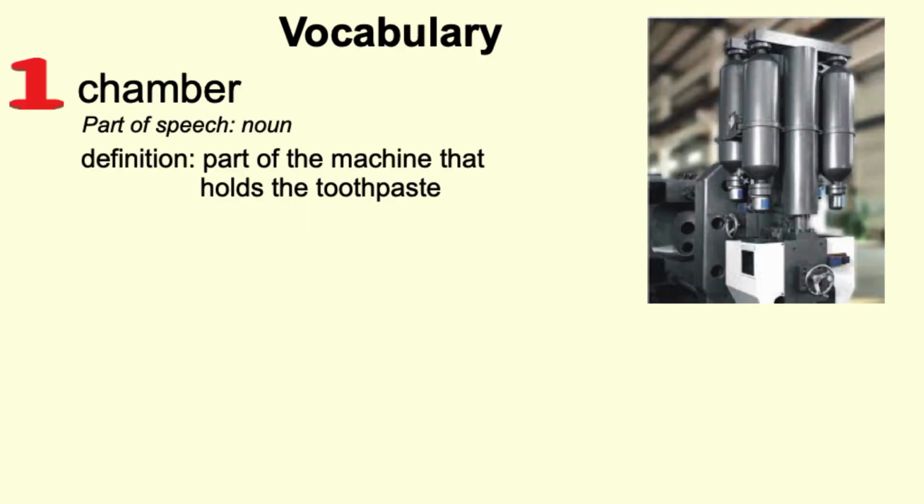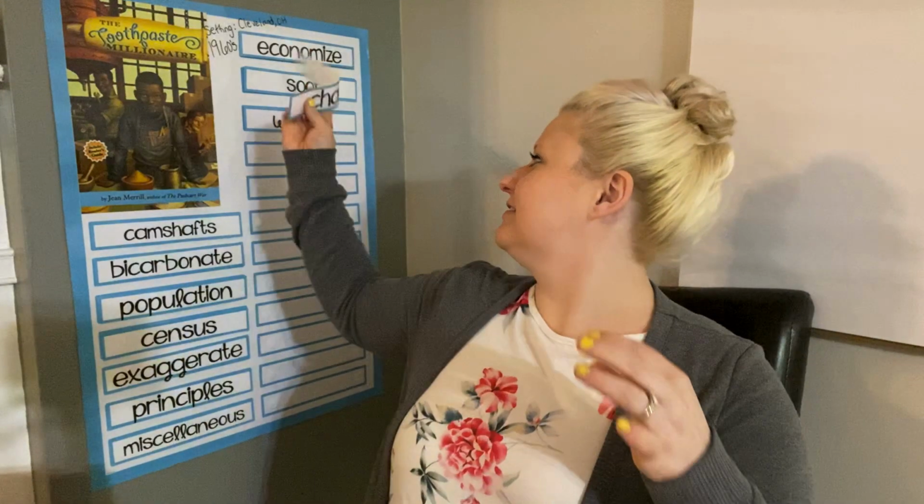Now let's move on to our vocabulary words. We have three vocabulary words today. Your first word is chamber. It is a noun, and it is part of the machine that holds the toothpaste. As you can see in the picture, that is a chamber. So that is the part that's going to hold the toothpaste. Chamber.